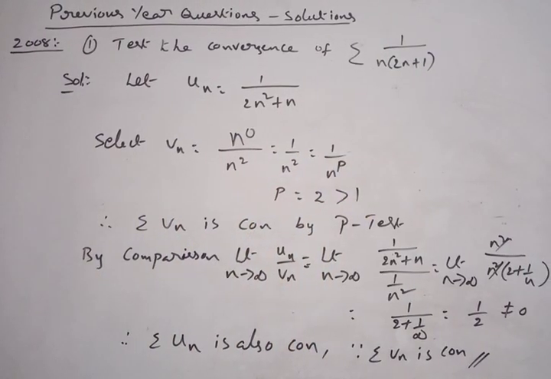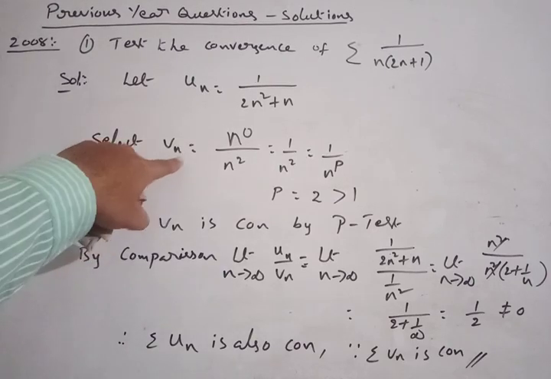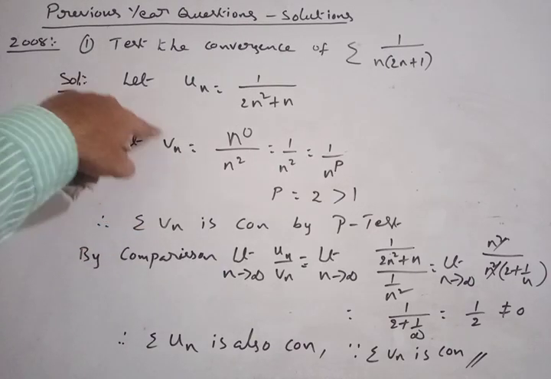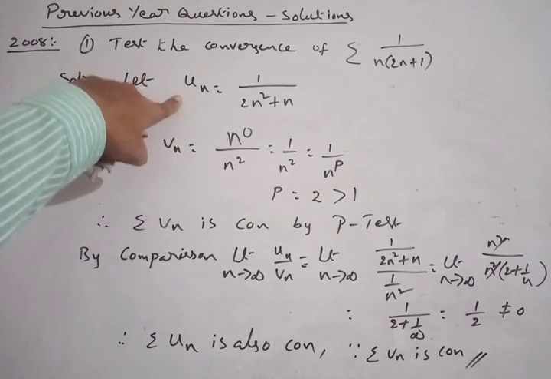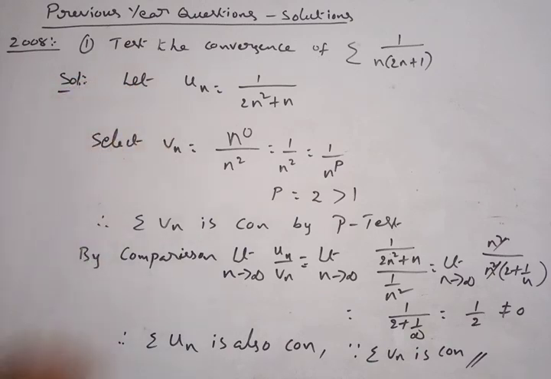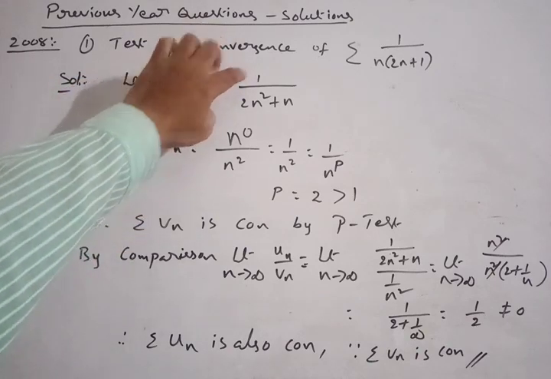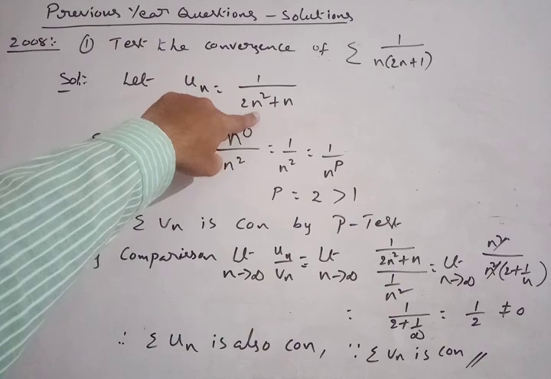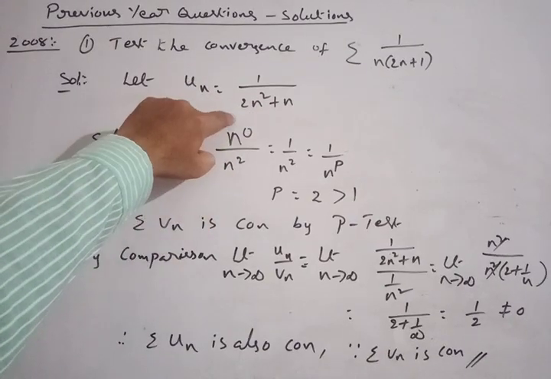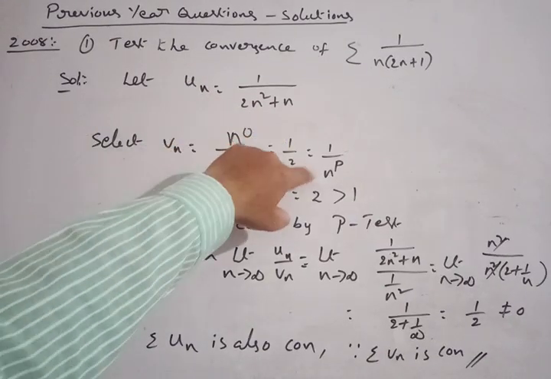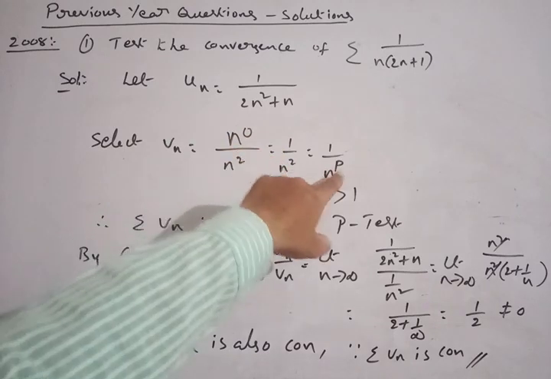So we started with the comparison test, and for the comparison test we need un and Vn. un he gave already, so Vn is equal to what? The highest nth term in the numerator: there is no n term here, so n power 0. In the denominator the highest nth term is what? n square. Any n power 0 is what? 1 by n square. It is in the form of 1 by n power p. What is the p value?